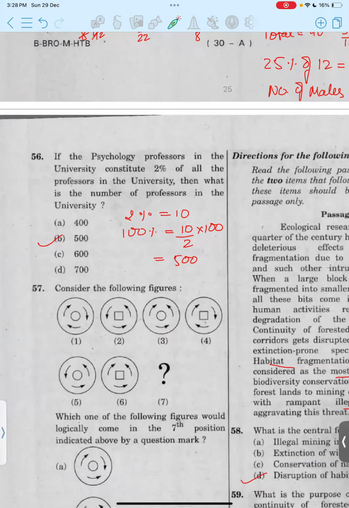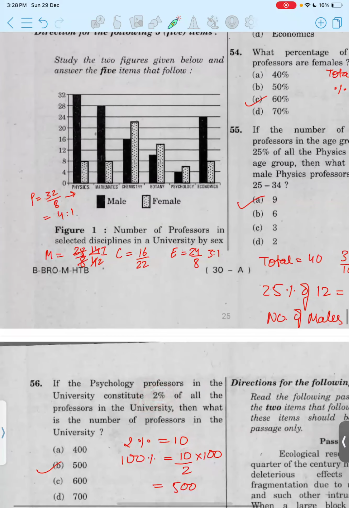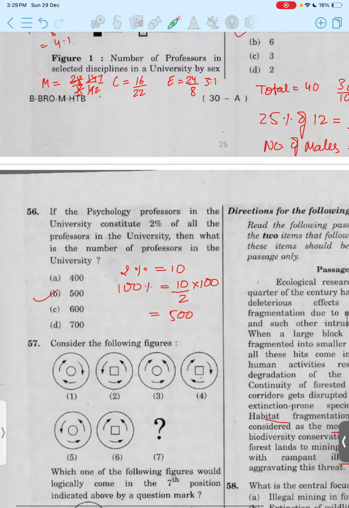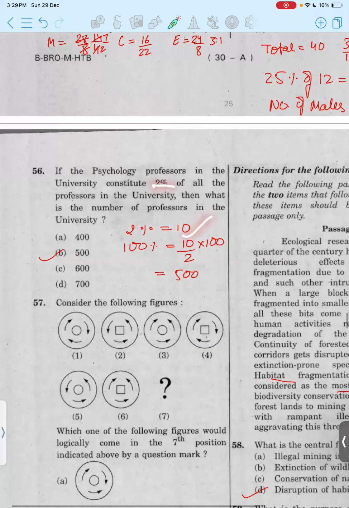Now, on the basis of the same question and the data given, if the psychology professors in the university constitute 2% of all the professors in the university, we have to calculate the total number of professors. We are given that 2% is equal to 10 professors because it is for psychology. So 2% signifies 10 professors, and 100% would be 500 professors. This is just the usage of the unitary method here, which saves time.